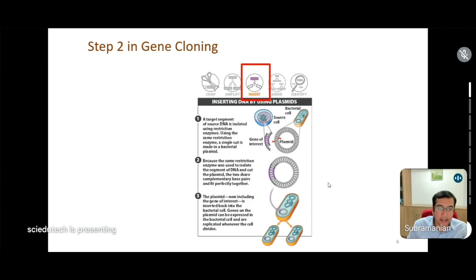And then how do you go about inserting the isolated fragment into the plasmid? There are certain enzymes which enable that process. Next slide, please.